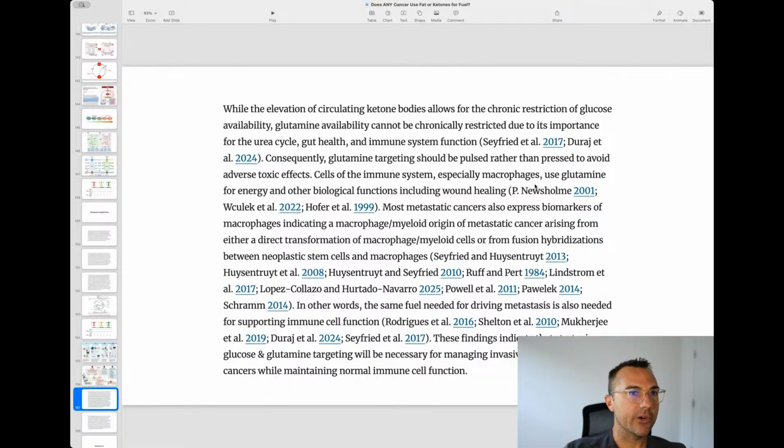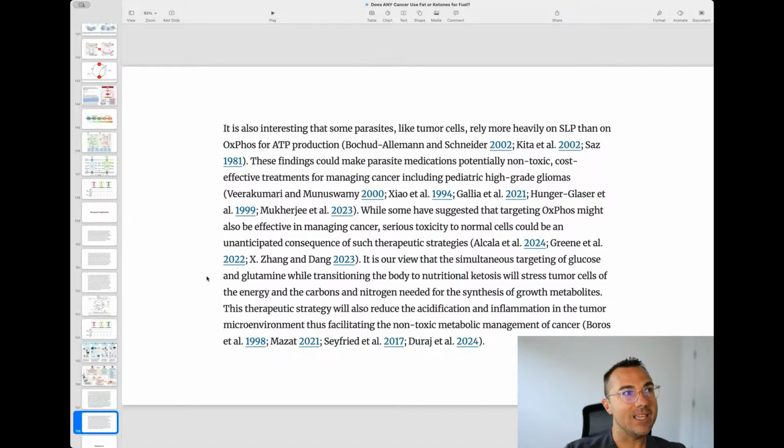Cells of the immune system, especially macrophages, use glutamine for energy and other biological functions, including wound healing. Most metastatic cancers also express biomarkers of macrophages, indicating a macrophage/myeloid origin of metastatic cancer, arising either from direct transformation of a macrophage myeloid cell or from a fusion hybridization between neoplastic stem cells and macrophages. In other words, the same fuel driving metastases is also needed for supporting immune cell function. These findings indicate a strategic glucose-glutamine targeting will be necessary for managing invasive and metastatic cancers while maintaining normal immune cell function.